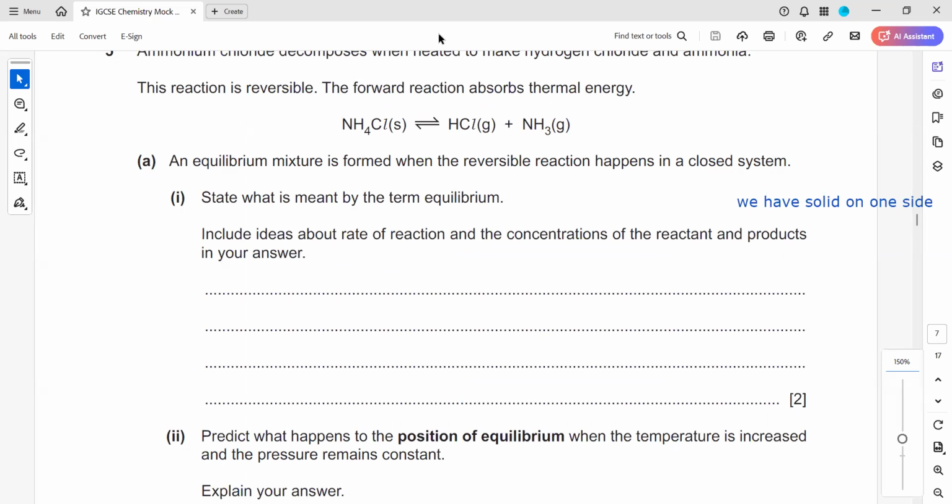It means we have 0 moles of gas here, and there are 2 moles of gas here. So whenever we increase the pressure, the equilibrium shifts towards the side of fewer moles of gas. Here we have 2 moles, here 0 moles. So it will shift towards the left hand side, because there are fewer moles, or no moles of gas, on the reactant side. Only the solid. It will form a solid.